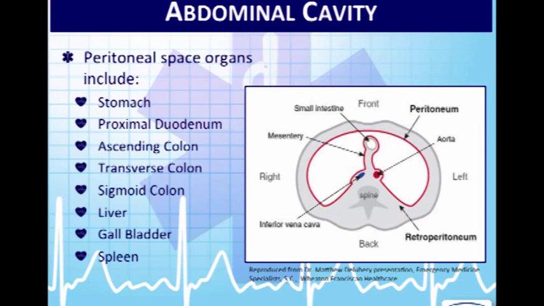It would be more anterior, or in the front, closer to your belly button. The stomach, the duodenum, the liver, the gallbladder, and the spleen are all in this particular area. So as you can imagine, a stabbing near your belly button or to your abdomen is very likely to cause a peritoneal bleed.